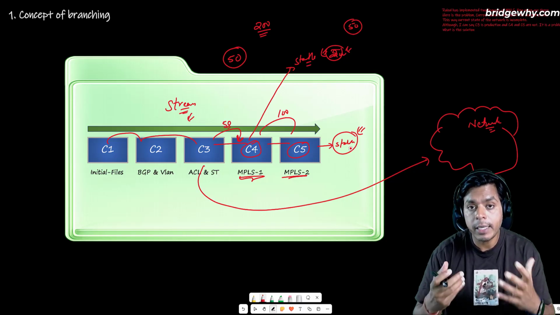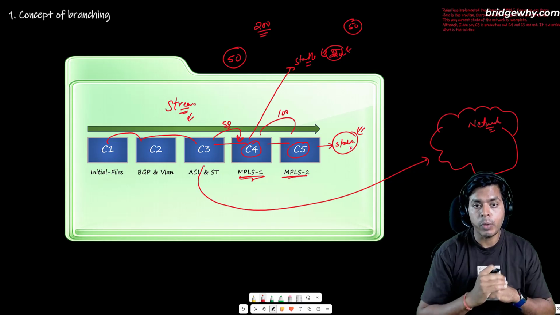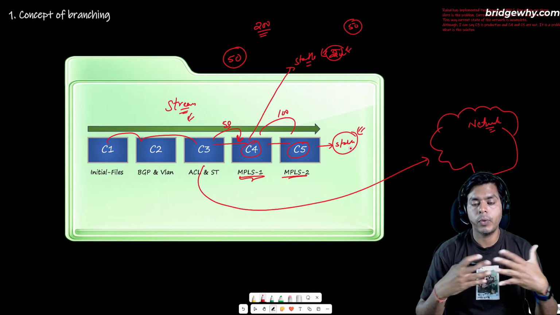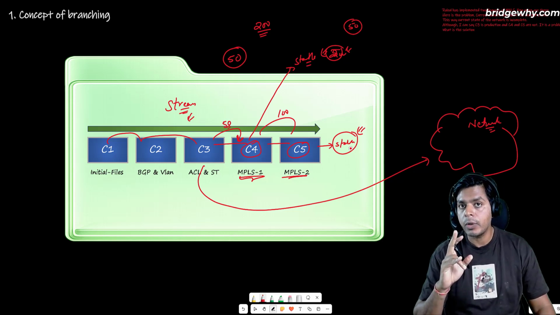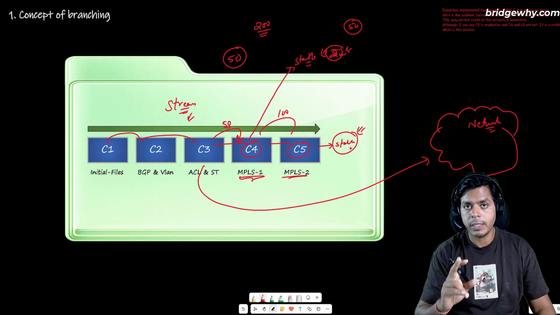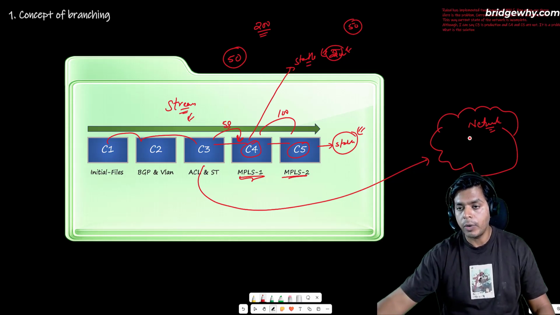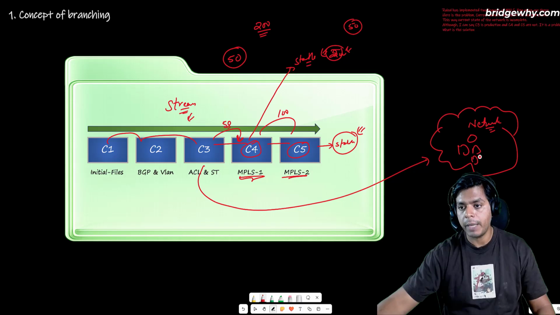Then what is representing the network right now? Rahul is saying, although I have made commits C4 and C5, they are not representing my current network state. I haven't pushed them. I haven't pushed this configuration onto these routers and switches here. Why? Because this configuration is not complete.